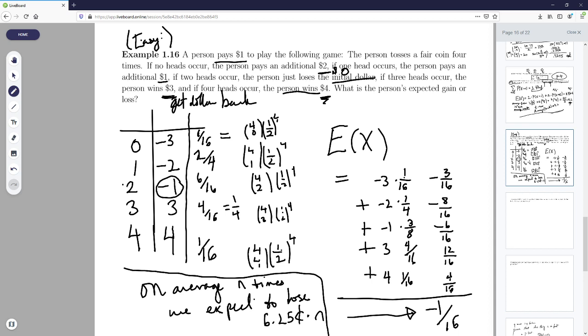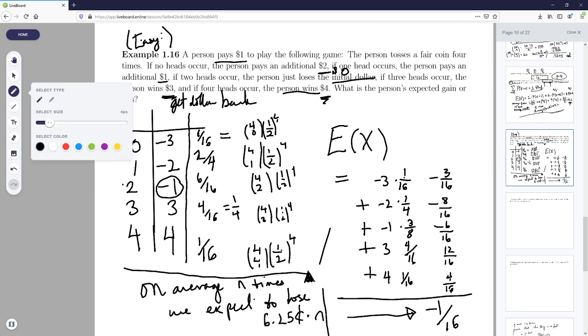We know that's not actually what happens, right? We don't lose 6.25 cents at any point, but what really happens is that if you just play this game a whole bunch of times, it'll average out to this. So remember that this is an average. This is not a probability of a single event or anything like that. Okay, cool.